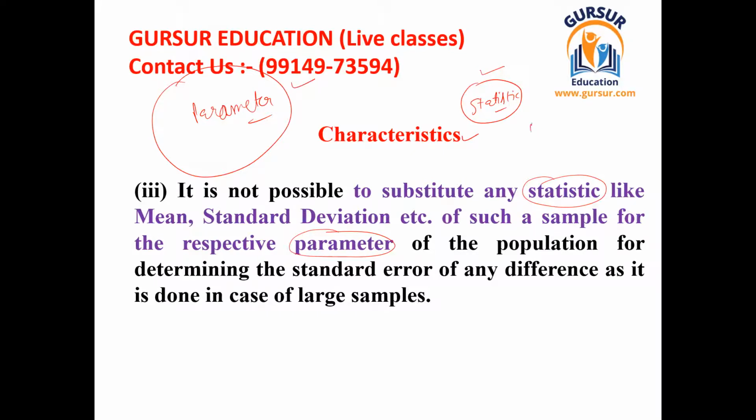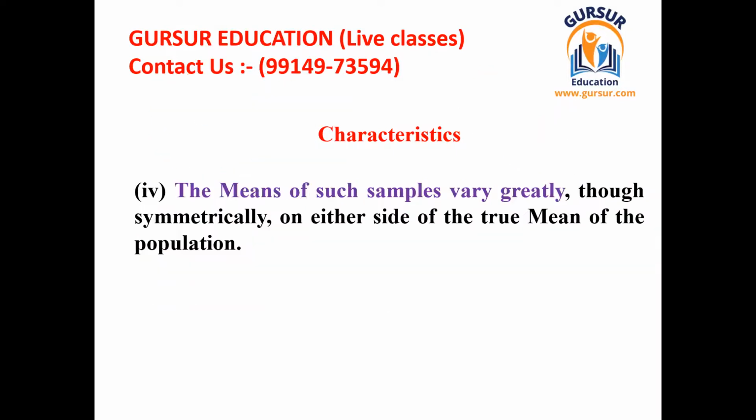I mean to say, you cannot say that the mean of the sample is equal to the mean of the population, or the standard deviation of the sample is equal to the standard deviation of the population. You cannot substitute any statistic like mean or standard deviation of such a sample for a parameter of the population. So this was the third characteristic. You will understand this only if you have understood yesterday's lecture.